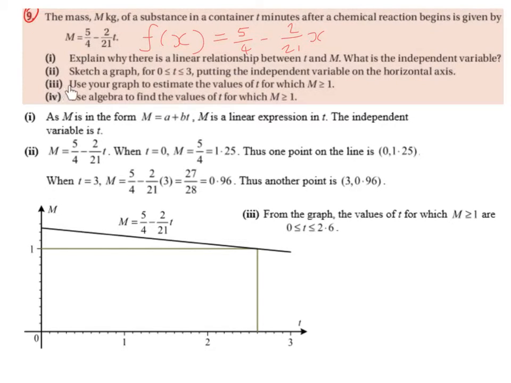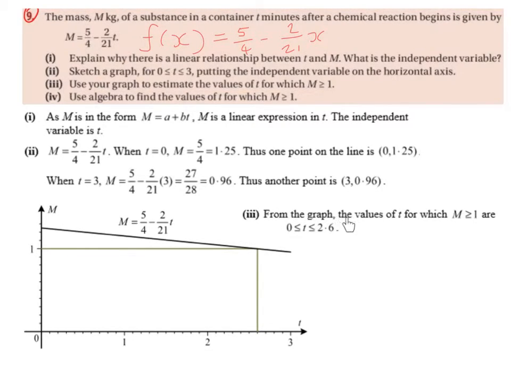Part 3. Use your graph to estimate the values of t for which m is greater or equal to 1. So use your graph. This is important. This means we have to actually draw on the graph. So we're going to go to 1 on our m-axis. So this is our m-axis. We're going to go to 1. We're going to draw a line across. And when we touch our graph, we're going to draw a line straight down.